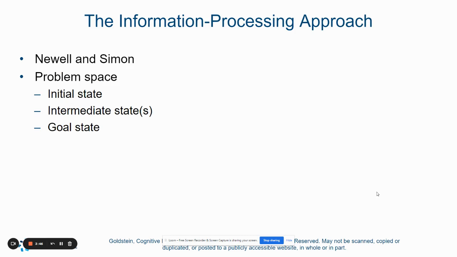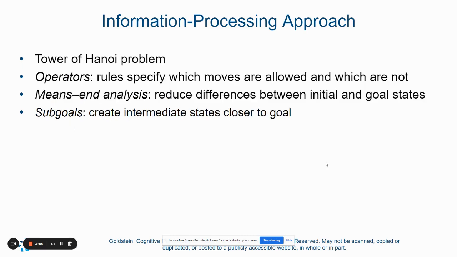The information processing approach tells us that when we have a problem, we have to think of the initial state of the problem, intermediate states, and then also the goal state. The Tower of Hanoi problem was an information processing approach where the operators use rules that specify which moves are allowed and which moves are not allowed. And then they reduce differences between the initial and goal states and then create intermediate states that help the person completing the problem reach their goal.